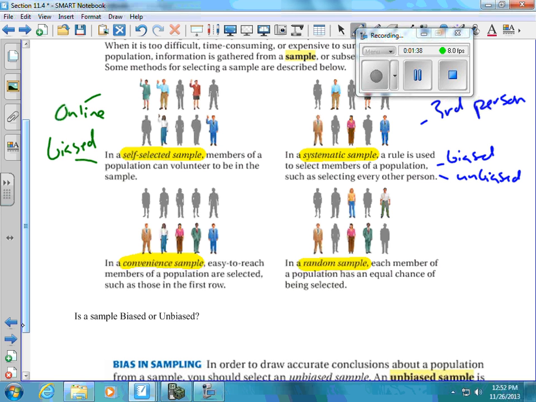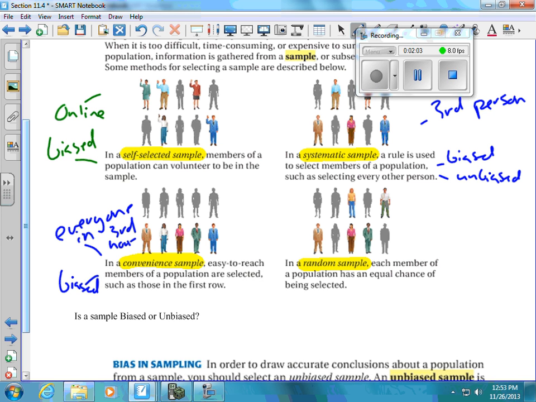Convenience sample is people who are easy to reach. Members of the population are selected because they're easy to get to. Everybody outside the grocery store, that's a convenience sample. So convenience samples are always biased as well. We'll talk about what bias means here in a minute. They're always biased because it's just people that are easy to get.